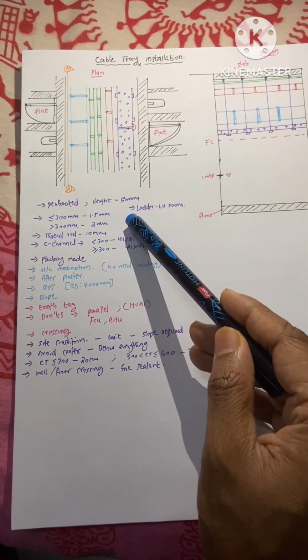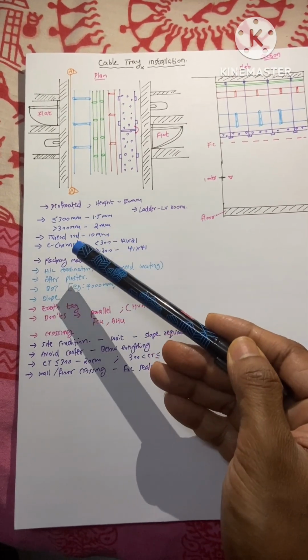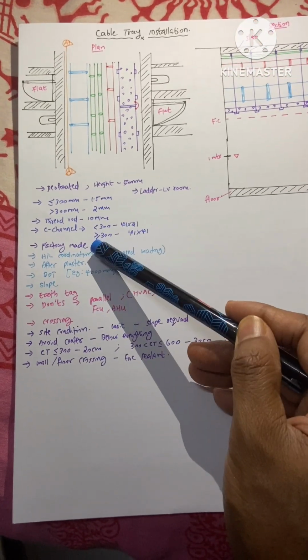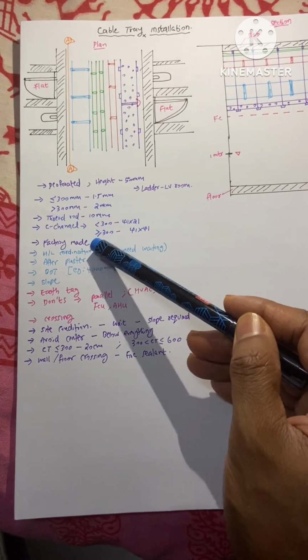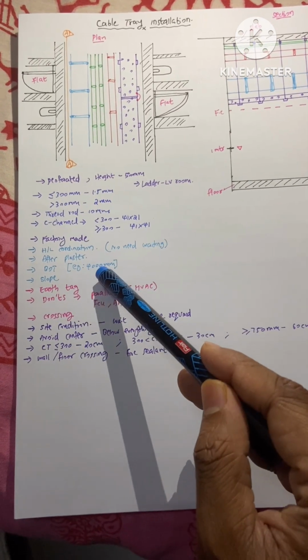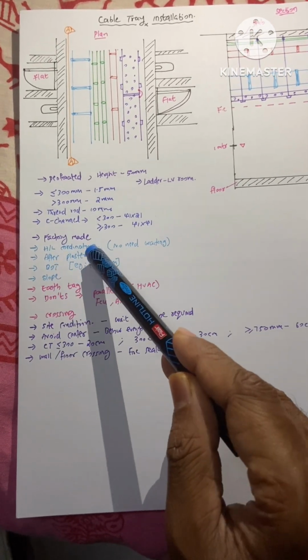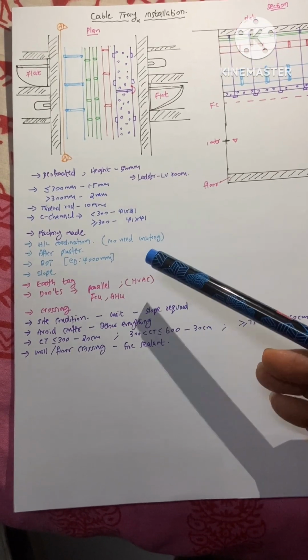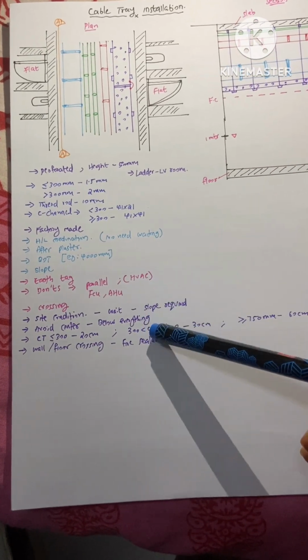height of the cable tray, and different specifications of the C channel and threaded rod, and why we need to use the factory-made accessories for the cable tray, and for the installation of the cable tray, whether a coordination drawing is required or not, and many other things I have been discussing in this video.